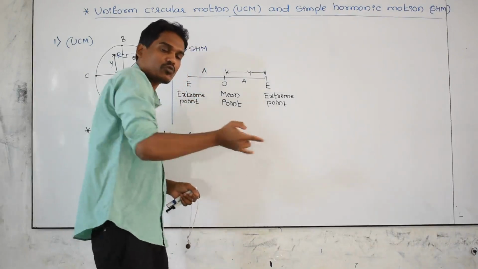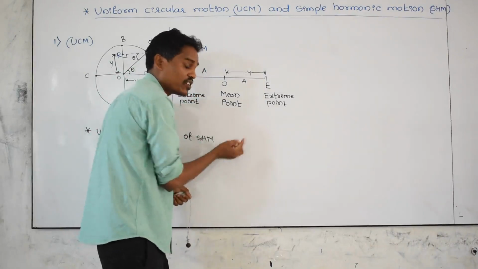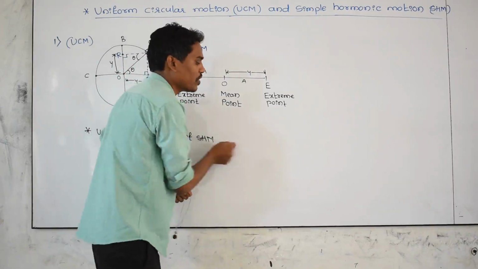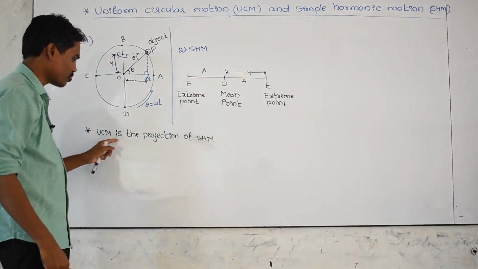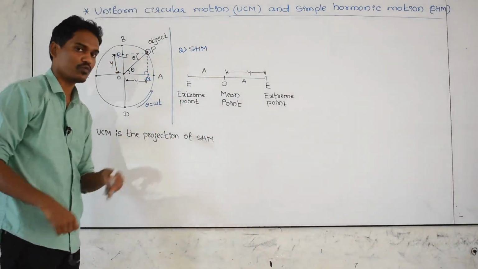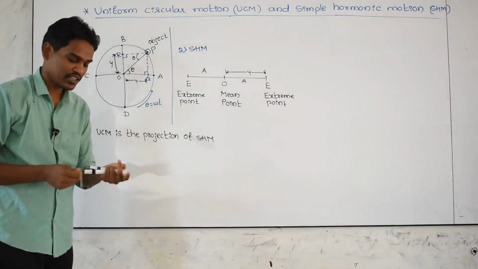Here it is a circular motion, but its shadow, viewing it as projecting it, is a simple harmonic motion. That's why uniform circular motion is said to be the projection of simple harmonic motion. You can practically try this one in your home.